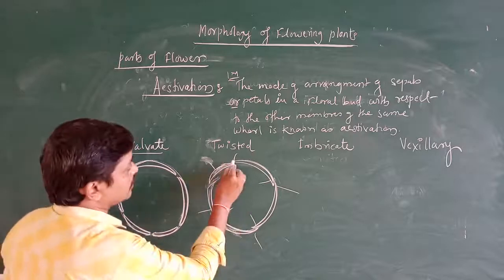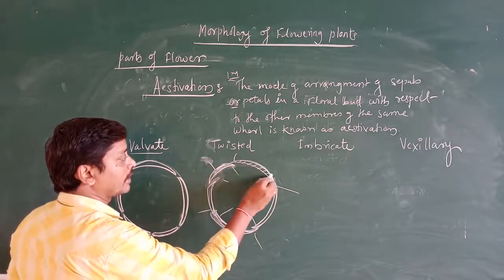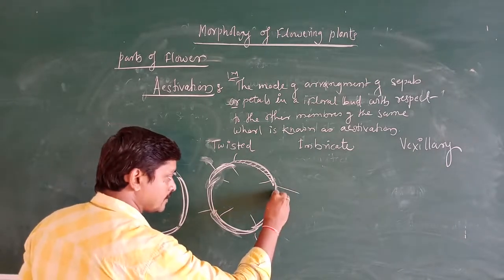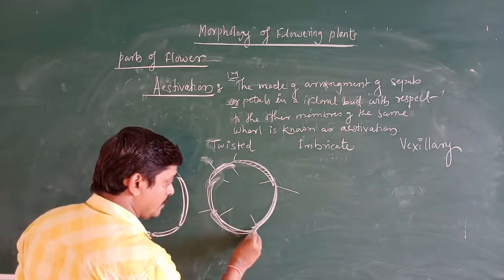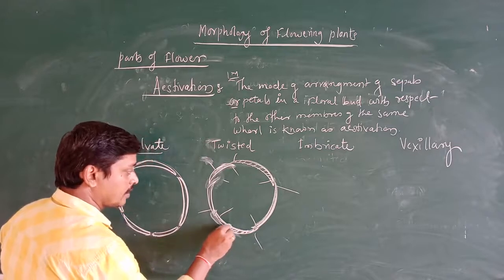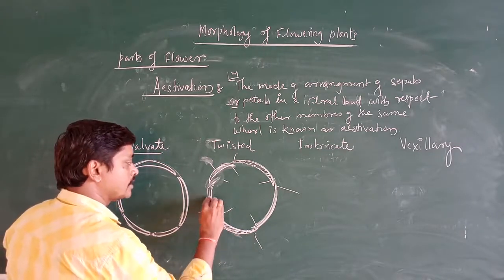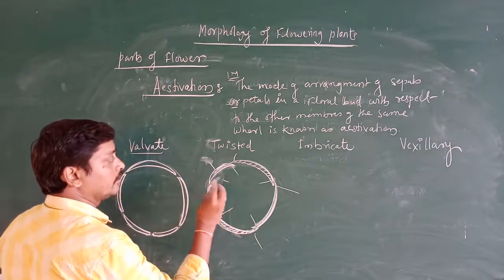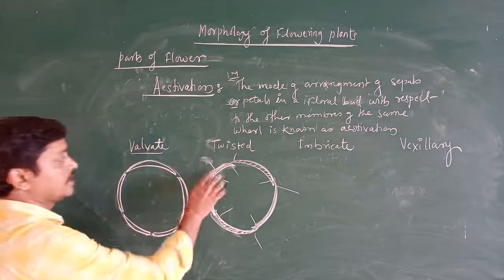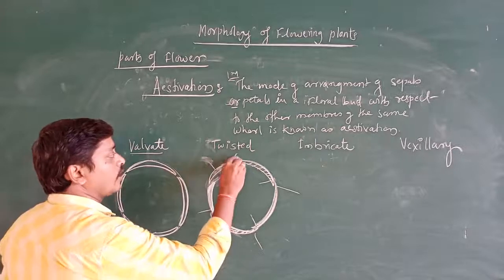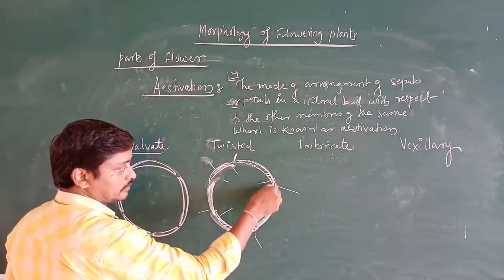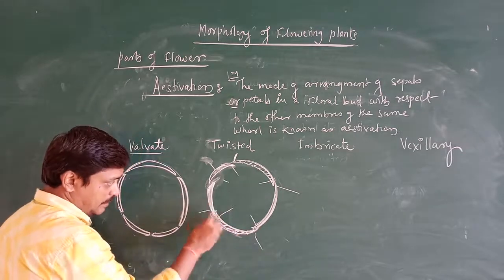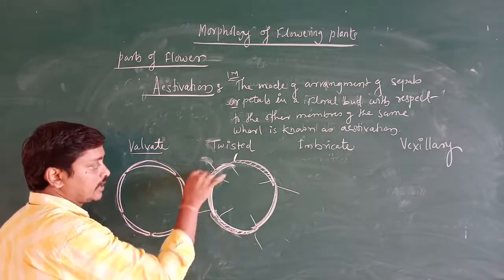Right? Suppose this is one. We are going to call that one sepal. This is another sepal. This is the third sepal. This is what we used to call the fourth one. And this is the fifth one. Now here one margin is overlapping the other, and this margin is overlapping this. This margin is overlapping this. This petal is overlapping this. This one is overlapping this.